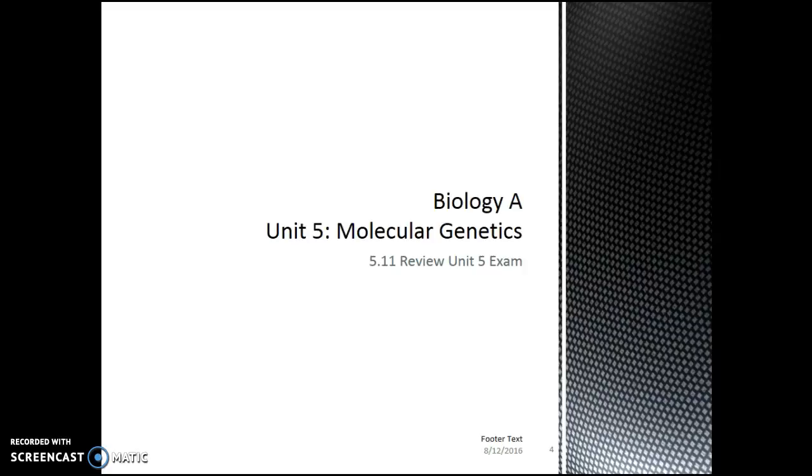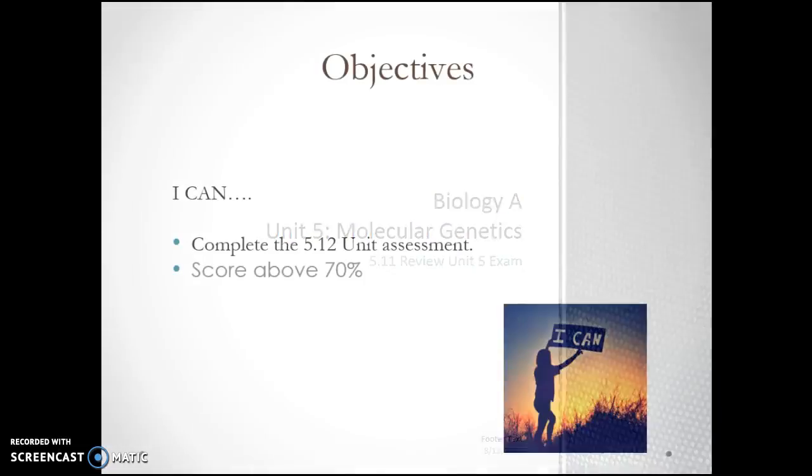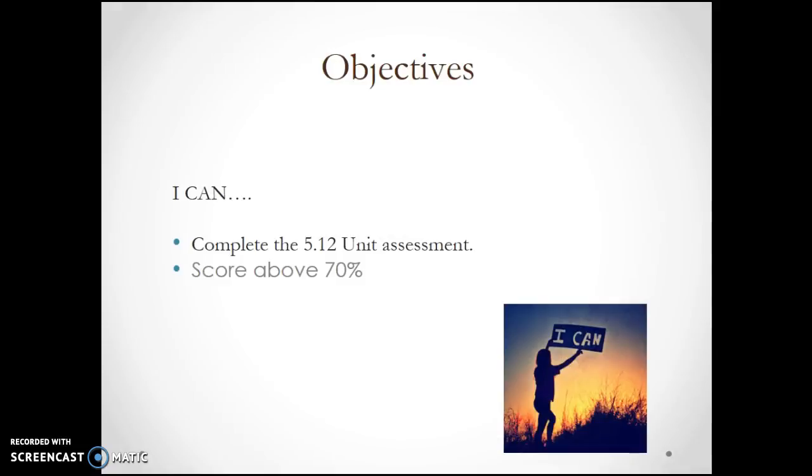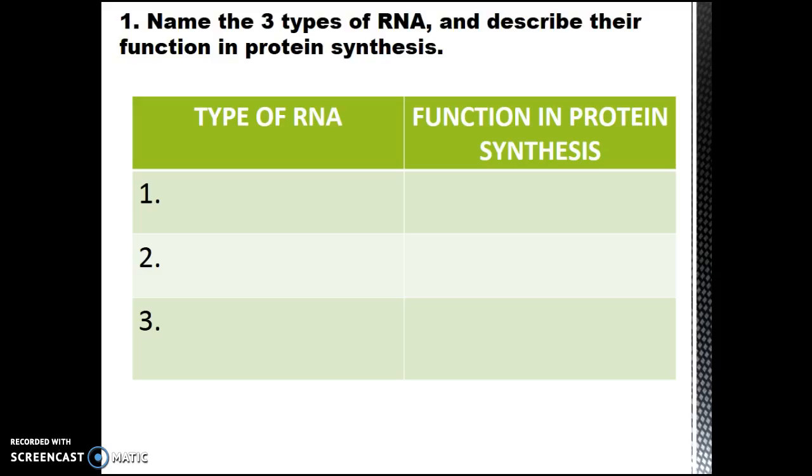As we go through this information, you are able to fill out your review sheet so that you can study from that review sheet. All of these questions are topics pulled from the test. The goal in giving you this review is so that you can study this information, and if you don't understand it, go back to the content, and then complete the Unit 5.12 test and score above a 70%. So let's go ahead and get started.